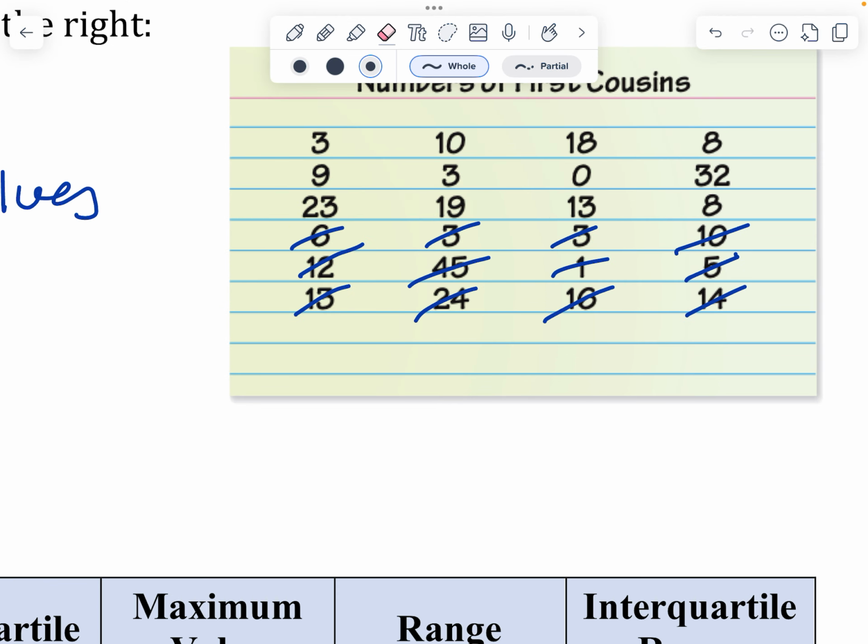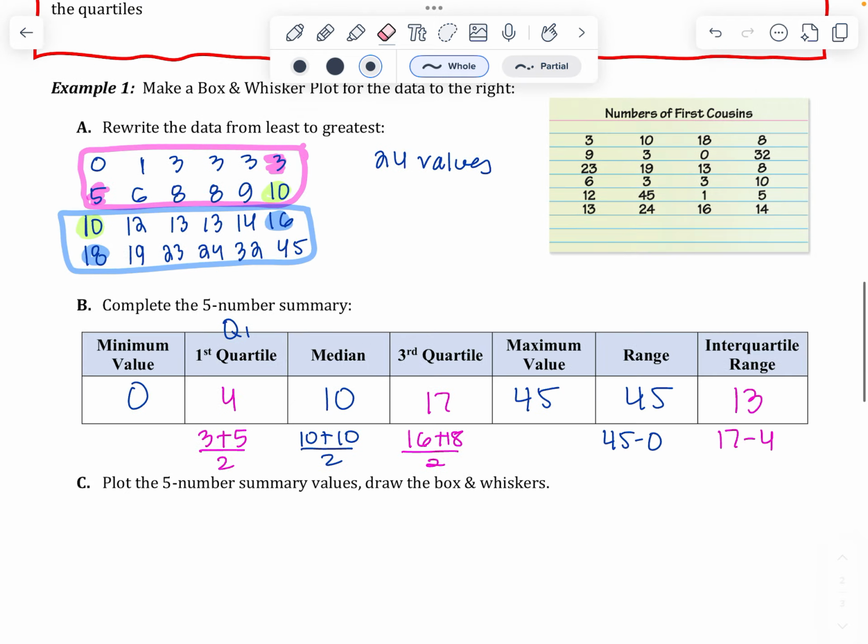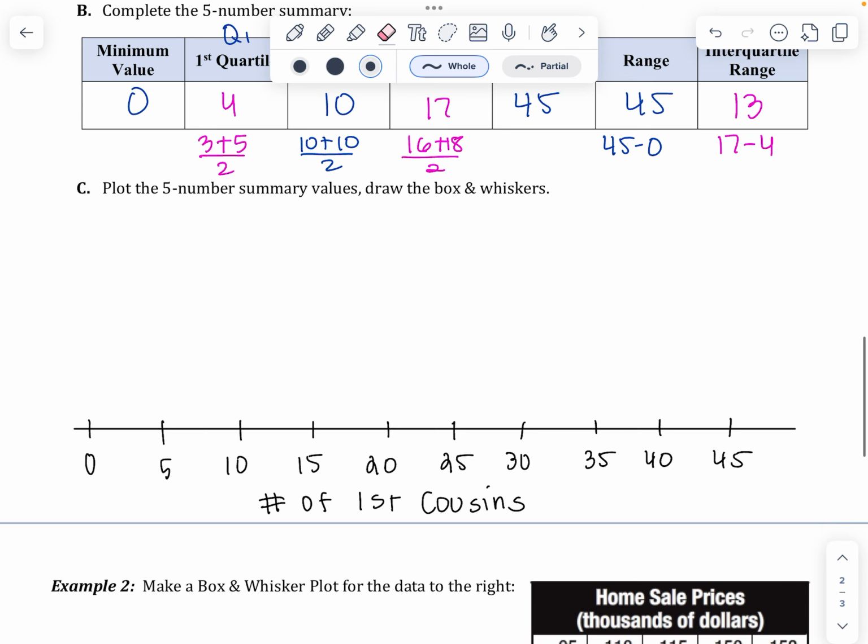So the first person they asked said, I got 3. And then someone said 10, 18, 8, right? All right, so now to make our box and whisker plot, what we're going to do is put a tick mark. You can do a dot if you want at your min value, which is 0. Then you're going to put a line at Q1, which is 4.